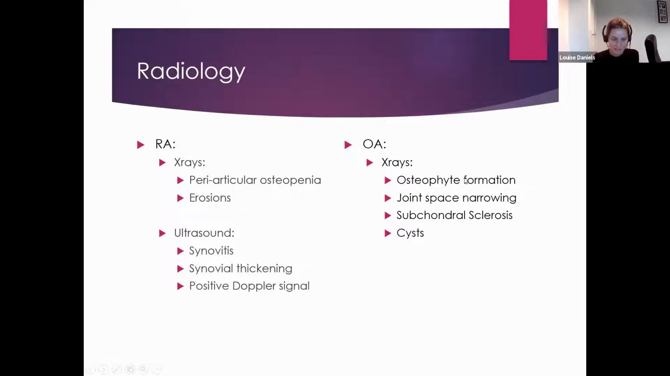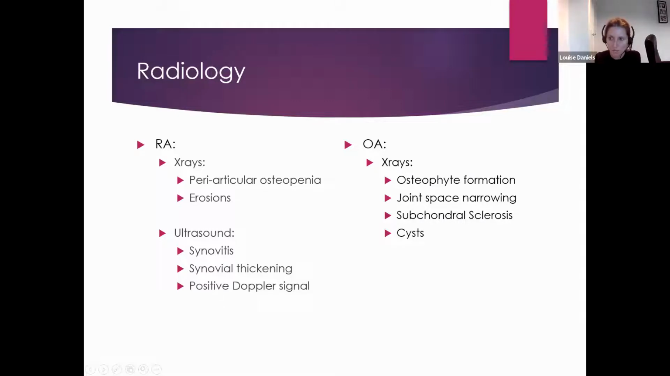Radiologically, the x-rays in rheumatoid arthritis are usually normal in the early stages. There may be a little bit of periarticular osteopenia, so a little bit of bone thinning around the joint edges. Later on, you might see erosions. X-rays in osteoarthritis may show the osteophytes, the joint space being quite narrowed, a little bit of subchondral sclerosis, and then some bony cysts.